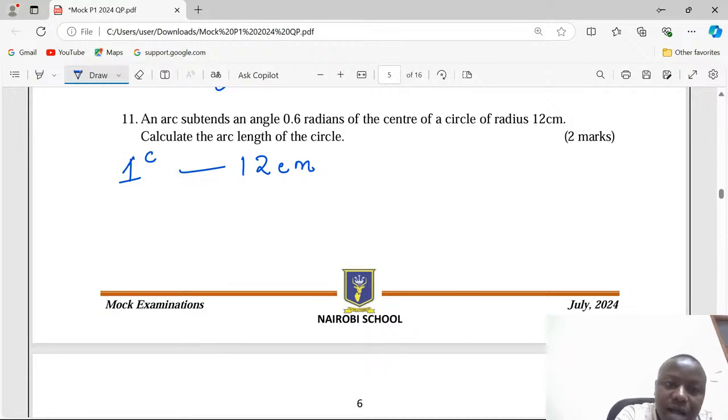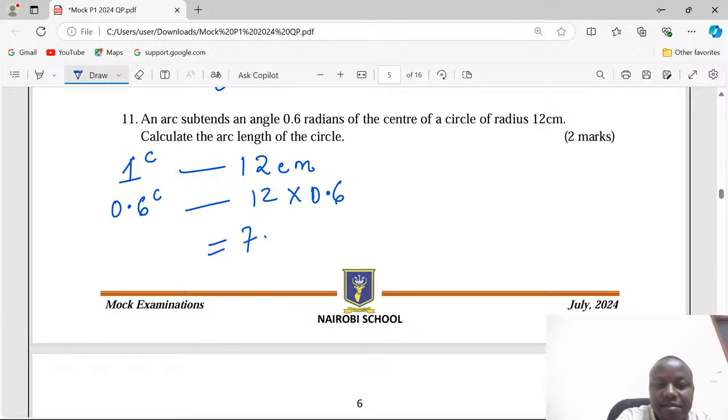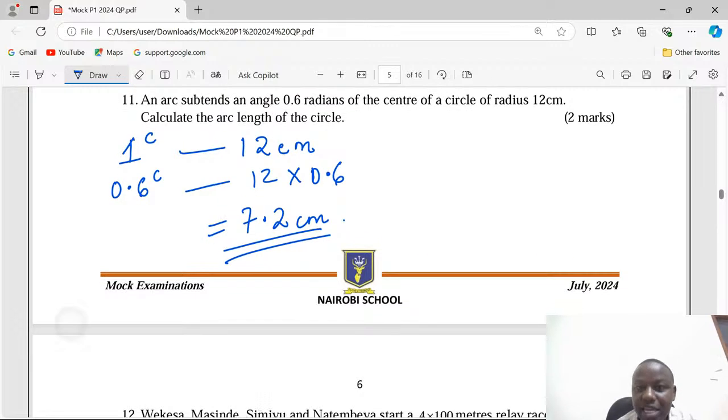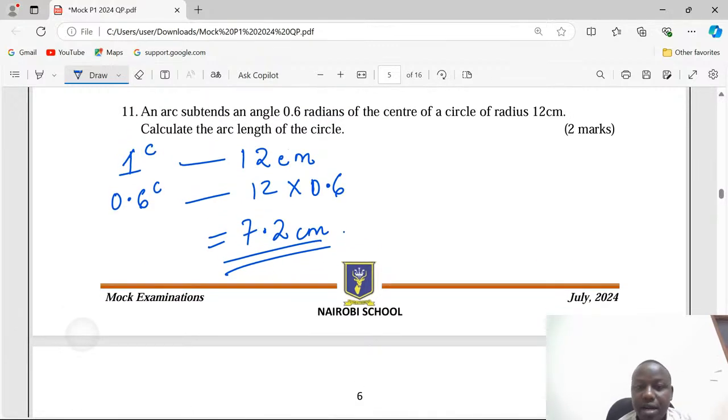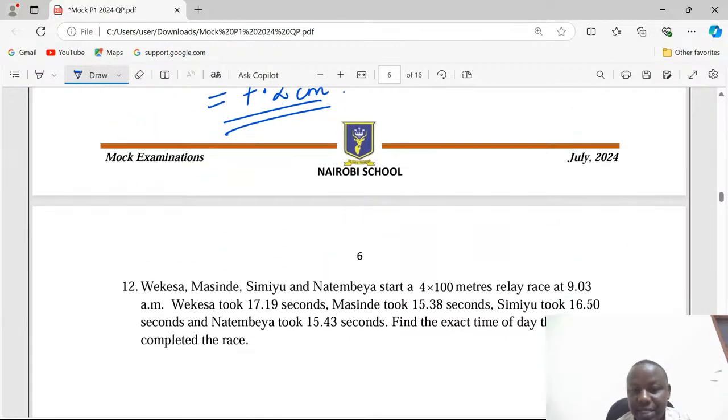What about an angle of 0.6 radians? This is going to be 12 by 0.6, giving us exactly 7.2 centimeters. So this is the arc length which subtends 0.6 radians. Now, an arc length equal to the radius will subtend 1 radian. Yeah, that is it.